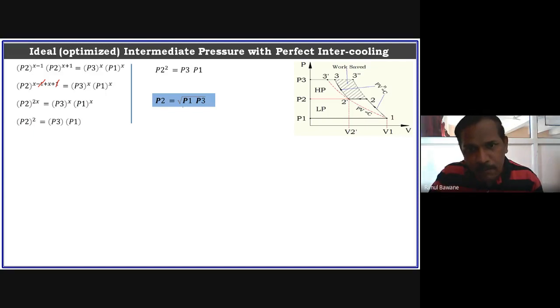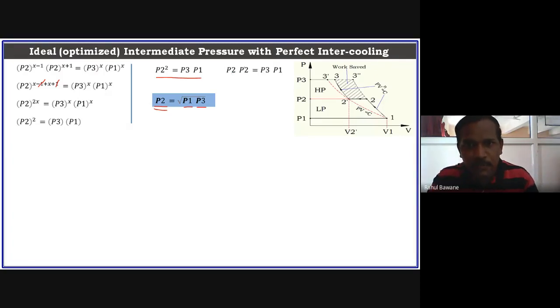What is P1? P1 is suction pressure. What is P3? P3 is delivery pressure. So what is the ideal or optimized intermediate pressure P2? It is nothing but the square root of the product of suction and delivery pressure. So this will give the optimum P2 pressure, and at this P2 pressure we have to supply minimum work for LP as well as HP. But this equation we can write in another form.